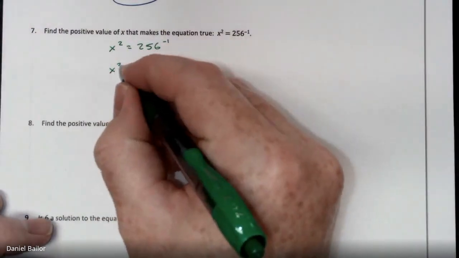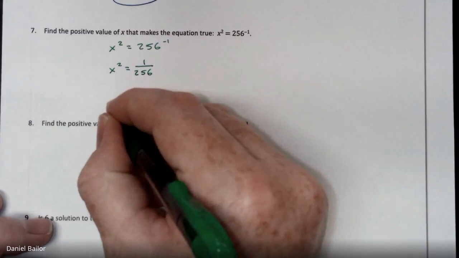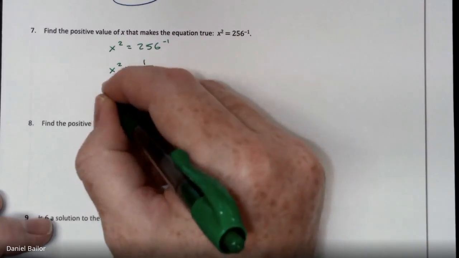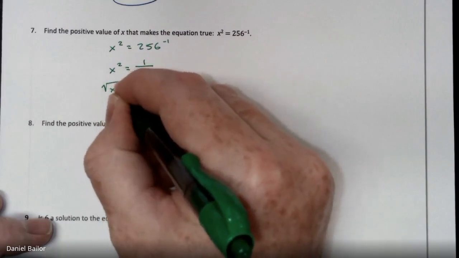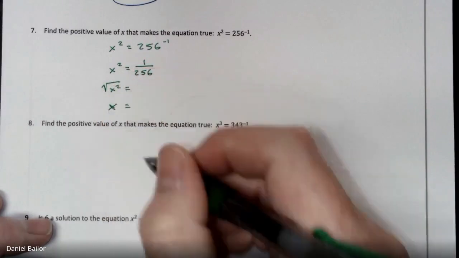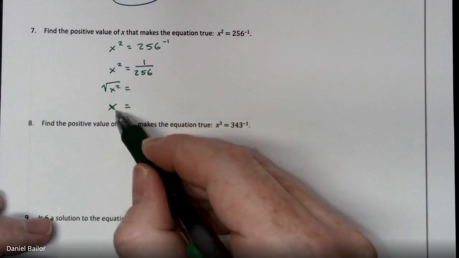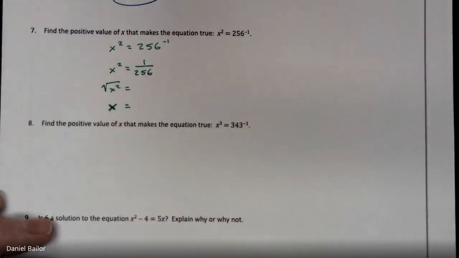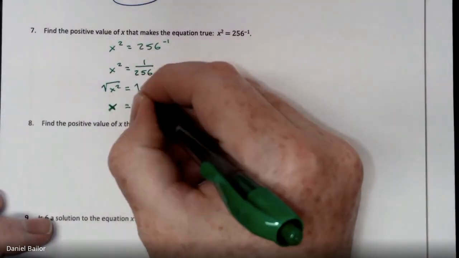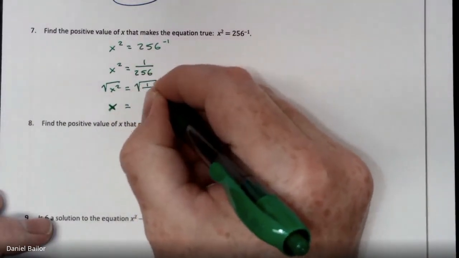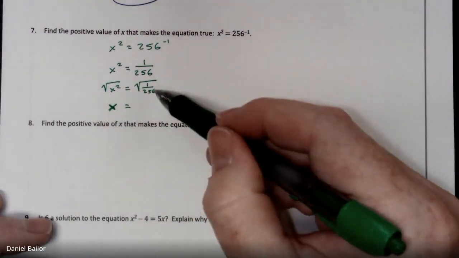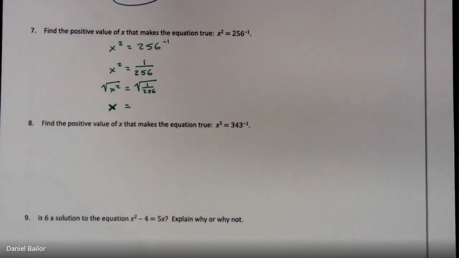This is x squared. So if I want x by itself, I need to take the square root of x squared. The square root of x squared makes x. So now I can find just x. But I need to do the square root of the other side also. Now you might be saying, Mr. Baylor, how do I do the square root of a fraction? This does not look fun.